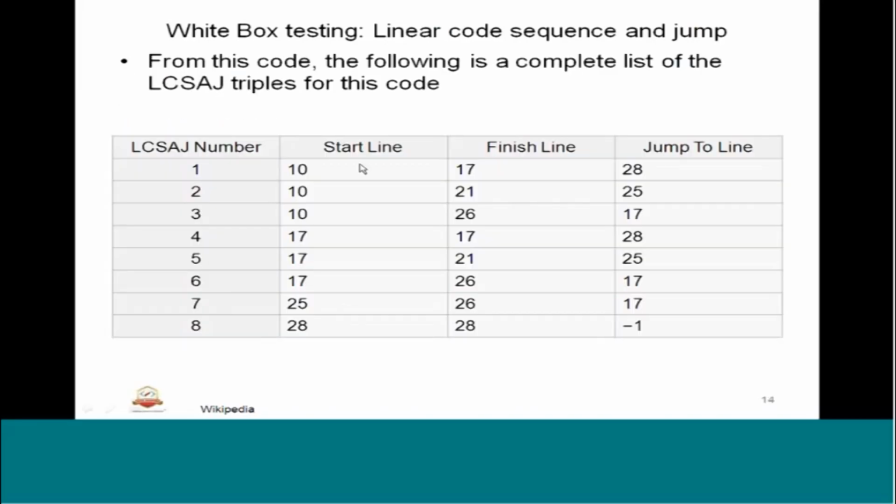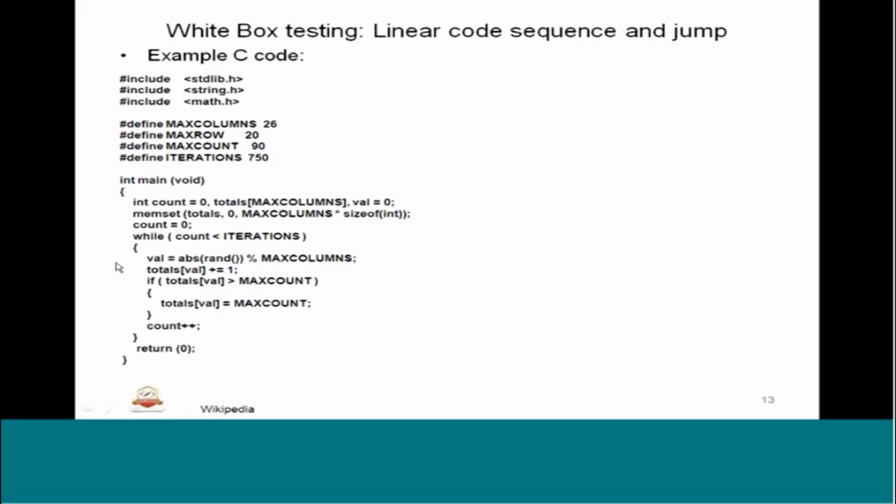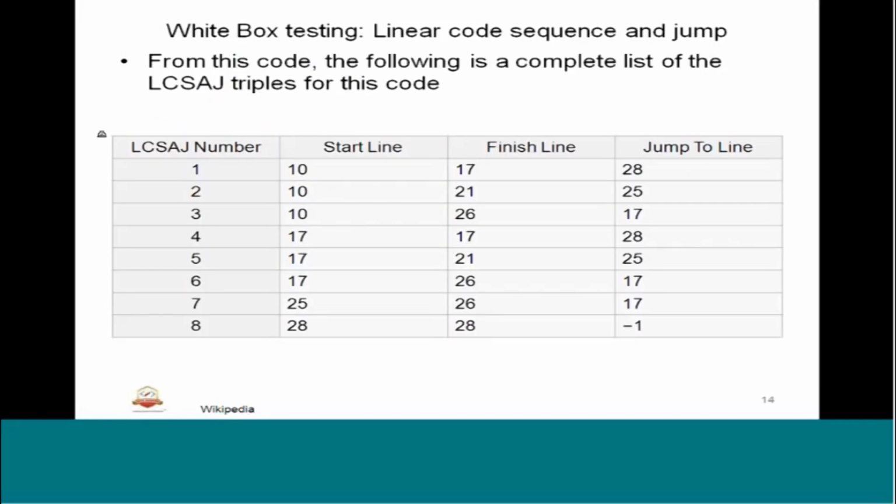The start line is 10 for the first 3. Then we have the start line as 17 for the next 3, the 7th one is 25, and the 8th one is 28. So based on these loops, there are LCSAJ numbers for that, and the total number of LCSAJs is identified as 8.